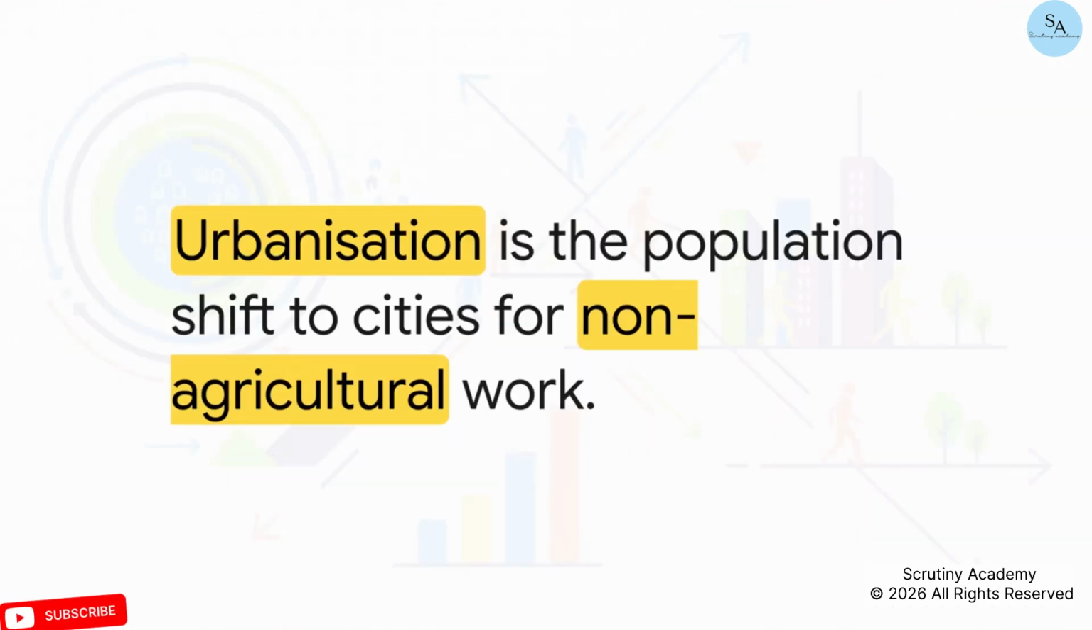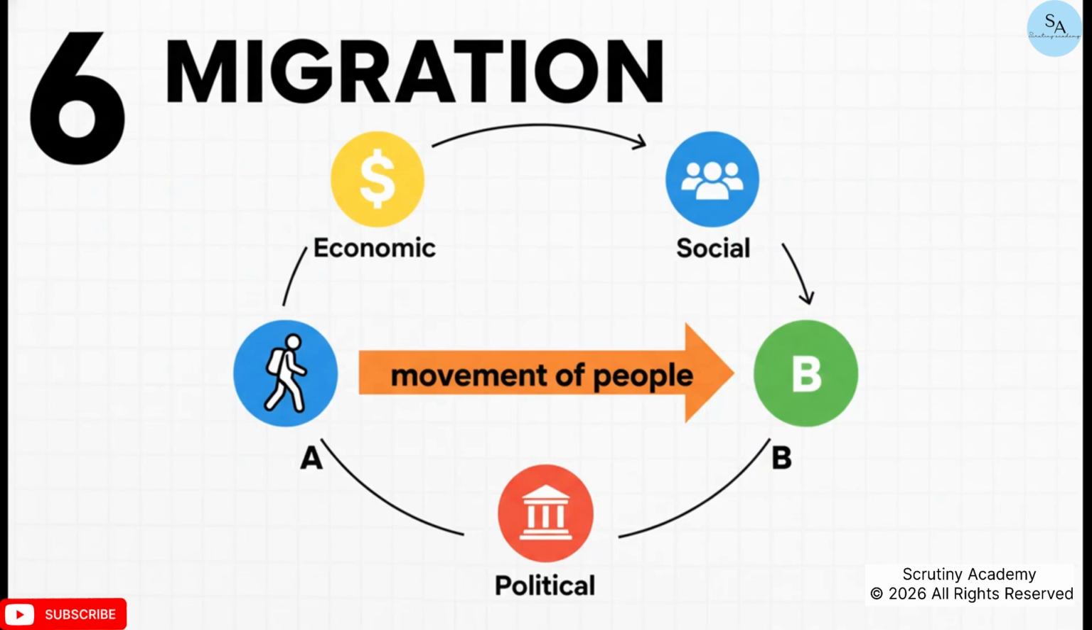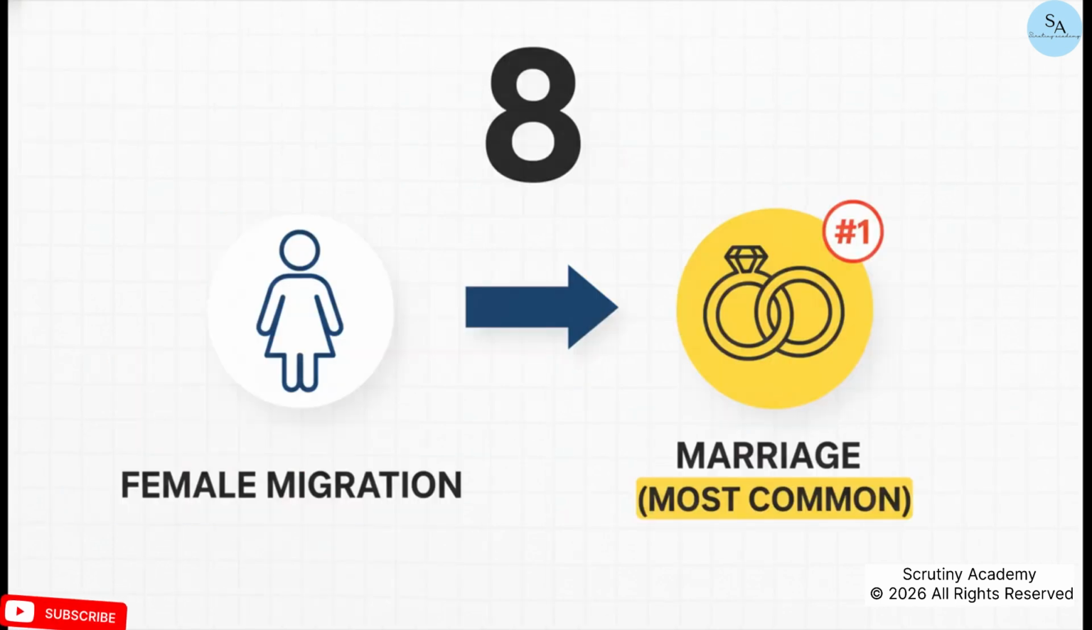Urbanization is that population shift to cities, specifically for non-agricultural work. Remember that part. 5, an aerotropolis? That's the cool, modern city that's centered on an airport. Migration is simply the movement of people for social, economic, or political reasons. Remember this key fact. The number one reason for male migration is employment. It's all about the job. 8. And for female migration, the most commonly cited reason in the census is marriage.